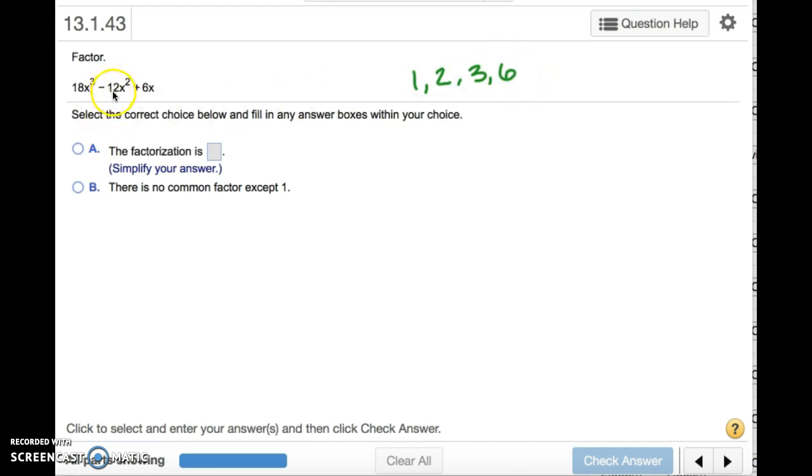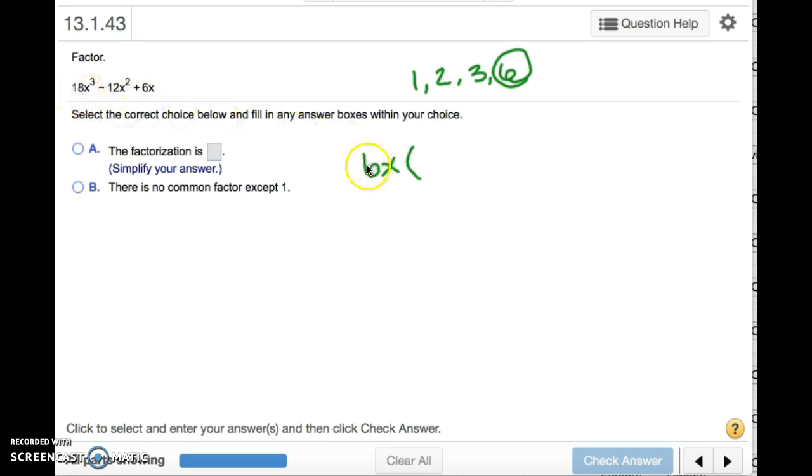I know that 12 is divisible by 6 and 18 is divisible by 6. So all of these numbers have a factor of 6. So I'm going to put the 6 out in front, and then I'm going to look at the x's. This one has 3, this one has 2, this one only has 1. So the most that they all have would be 1. Put that out front, and then I'm going to go through and divide.